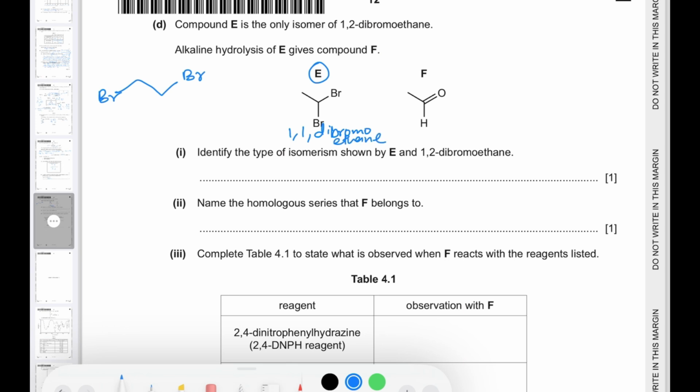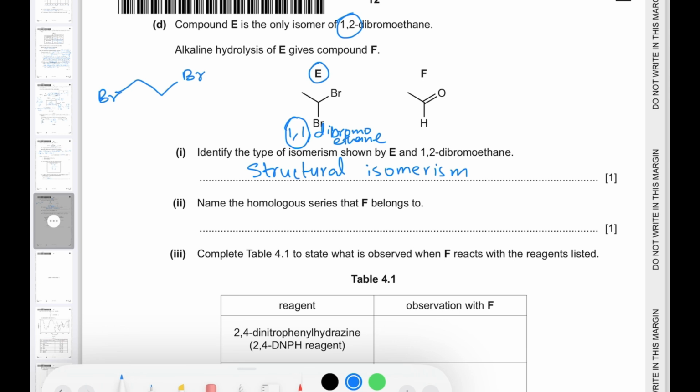Identify the type of isomerism shown by E and 1,2-dibromoethane. Once again, since there is no double bond involved in this compound, it does not exhibit stereoisomerism. Therefore, it has to exhibit structural isomerism. And within structural isomerism, because this isomerism occurs due to the difference in position of the substituent, that is the bromine atom, it is structural isomerism due to change in position.